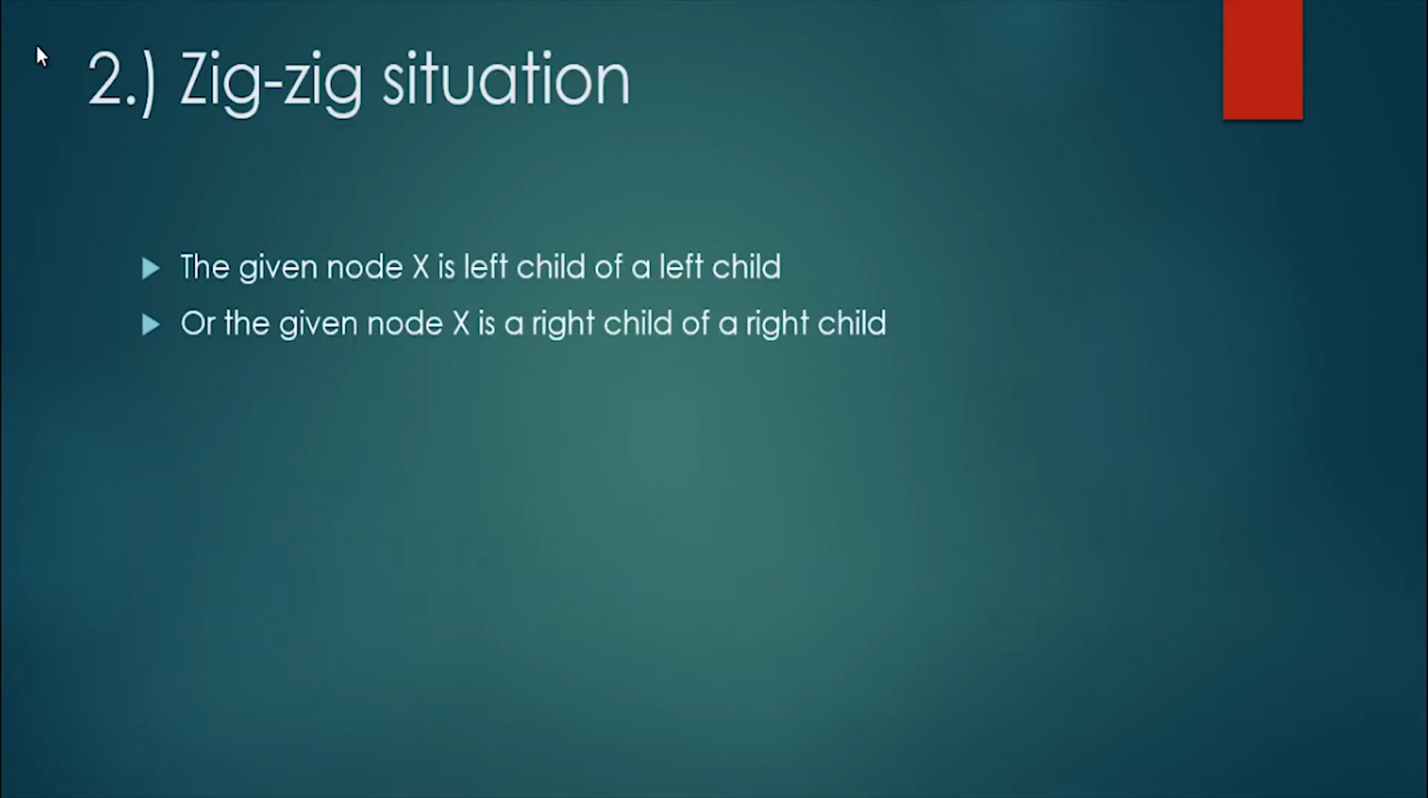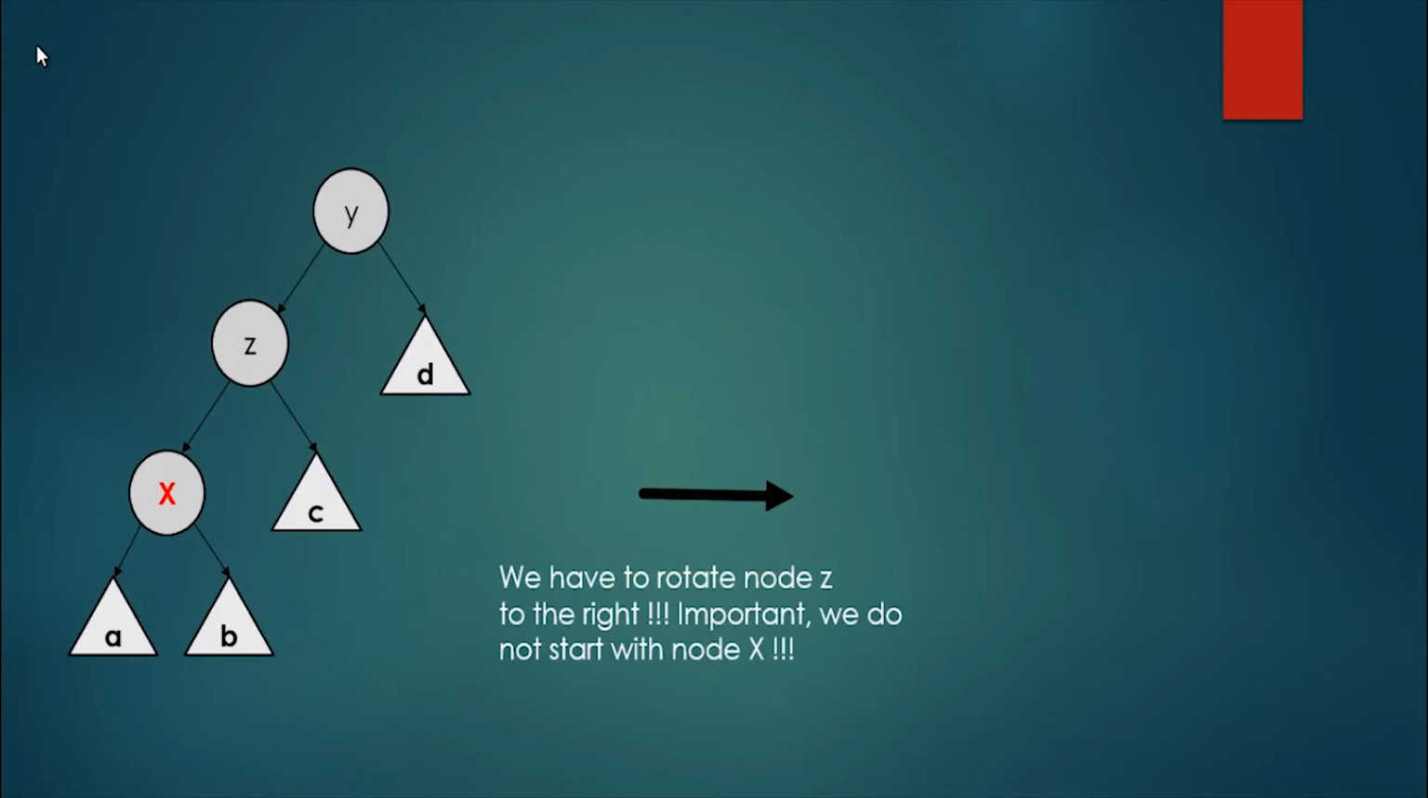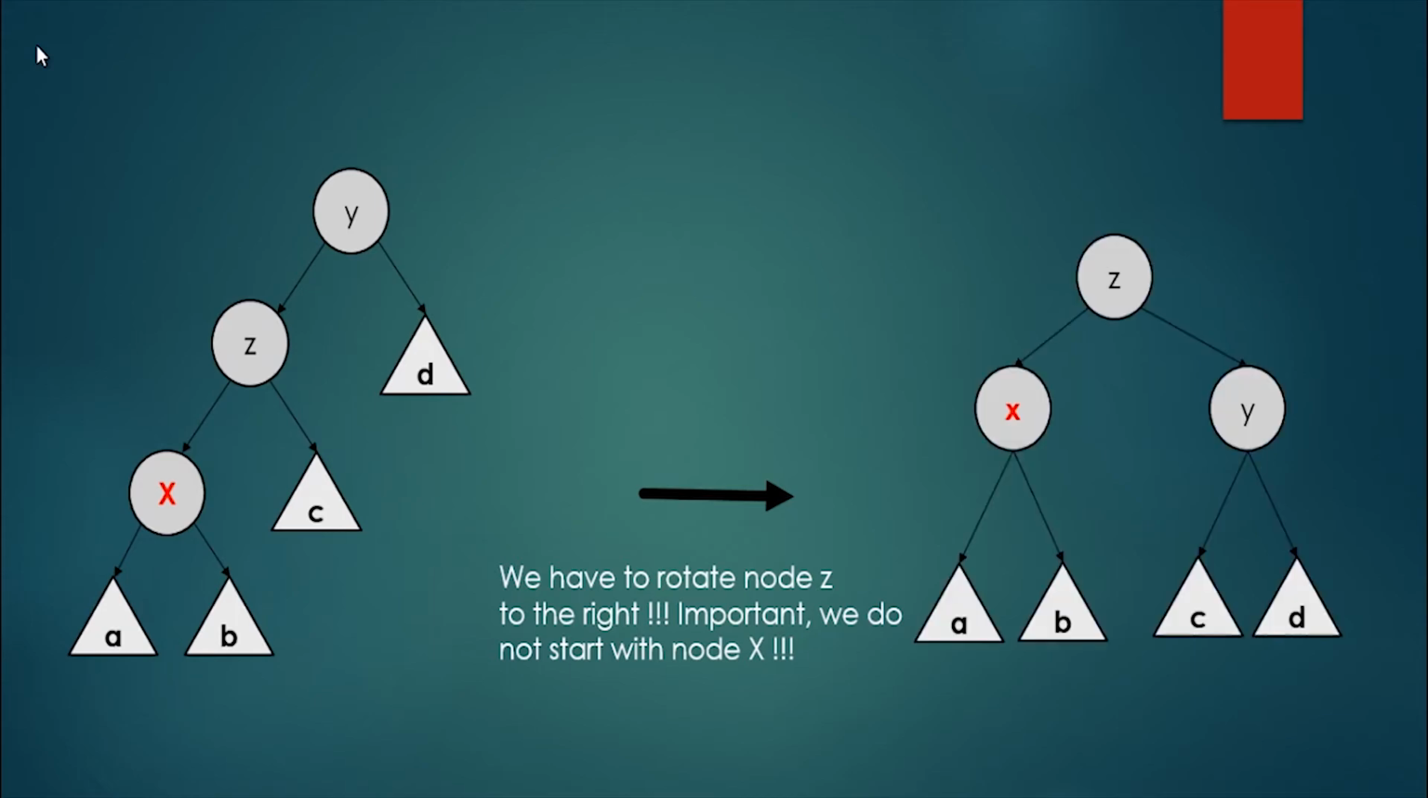And let's see an example of the zigzig situation. So this is a typical zigzig situation. The X is the left child of Z and the Z is the left child of the Y. So the X is a left child of a left child. So we have to rotate node Z to the right, not the X. It is very important that we do not start with the node X. We start with the parent of the node X, and we make a right rotation on Z. Then the parent of the X will become the root, because the parent of the X is the Z. And after the rotation, the Z is the root, as you can see.